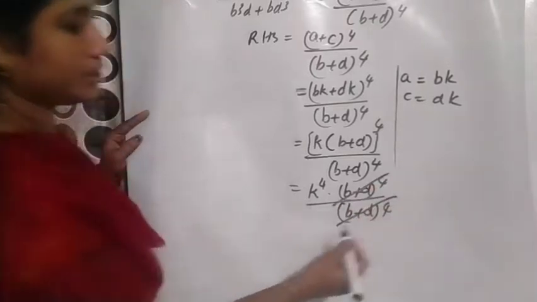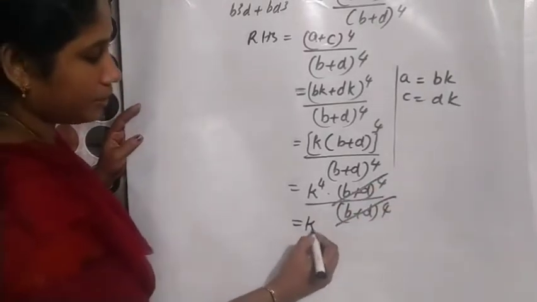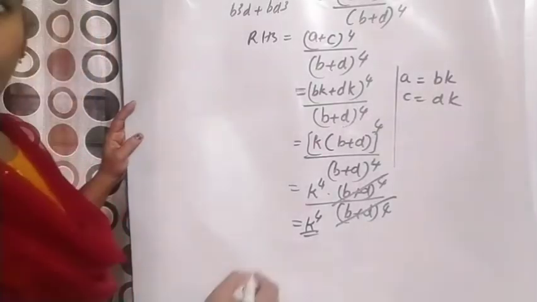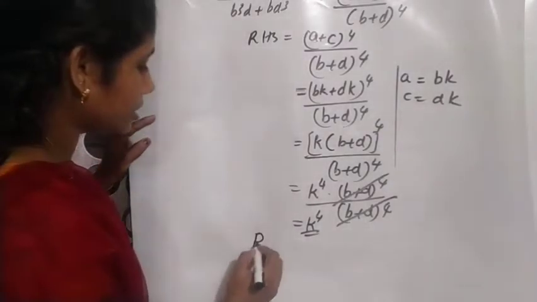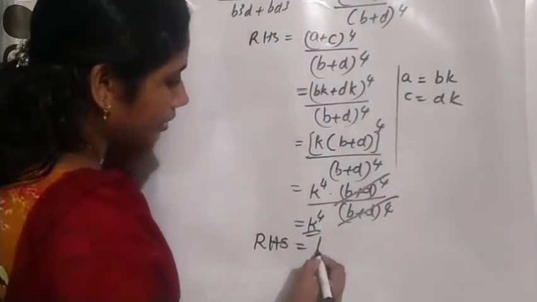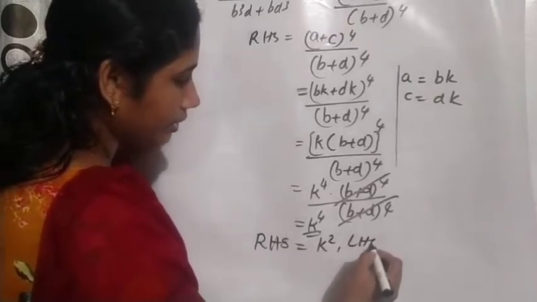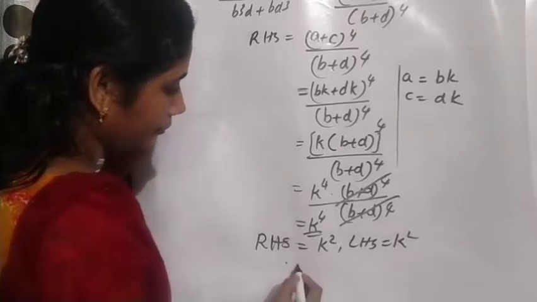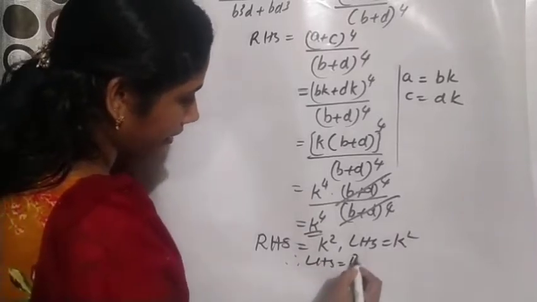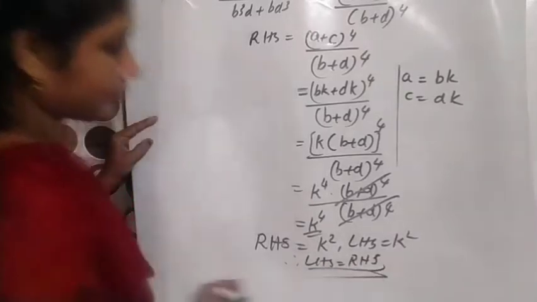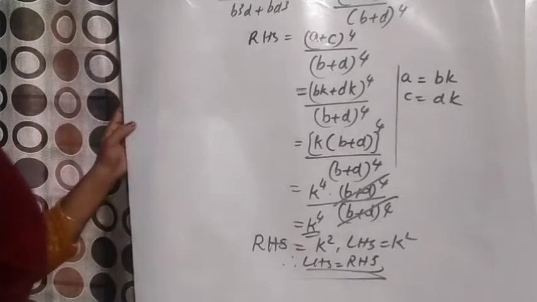You can cancel out these two. So the final answer will be k raised to 4. Thus we obtained RHS and LHS same. RHS equal k square, LHS equal k square. Therefore LHS equal RHS, hence we proved this. This way we can solve this problem number 7.